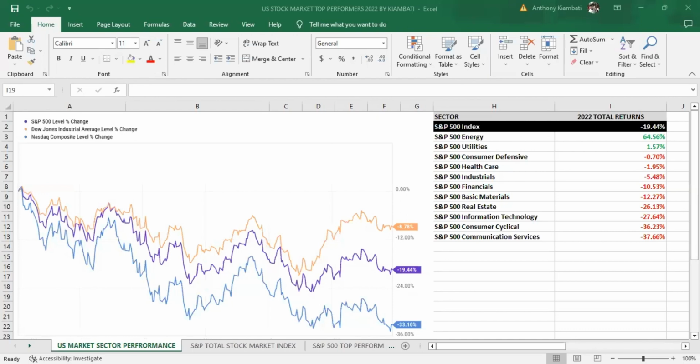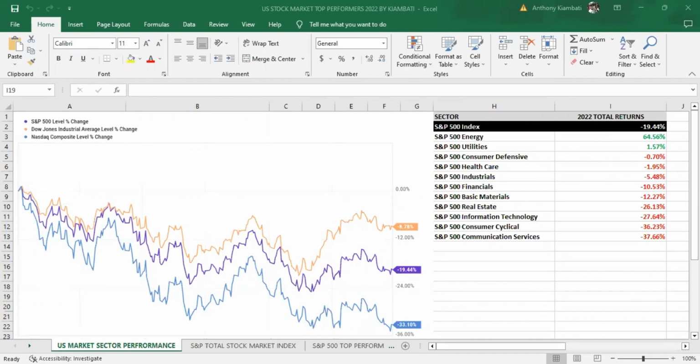was the consumer defensive sector with a return of negative 0.70. Then we had the healthcare sector with a return of negative 1.95. We had the industrial sector with a return of negative 5.48. We had the financial sector with a return of negative 10.53. We had the basic materials with a return of negative 12.27. Real estate, negative 26.13, information technology, negative 27.64, consumer cyclical, negative 36.23, and communication services, negative 37.66.